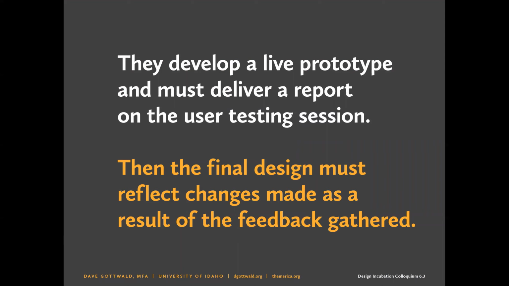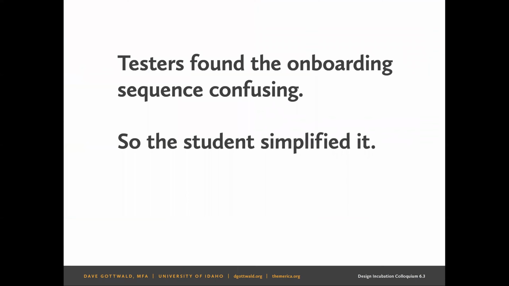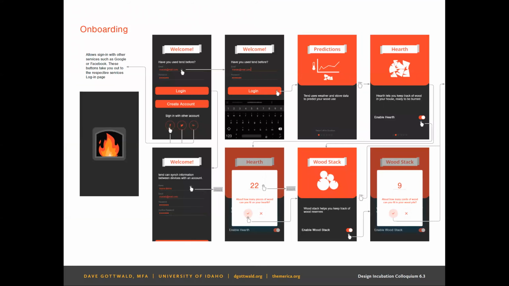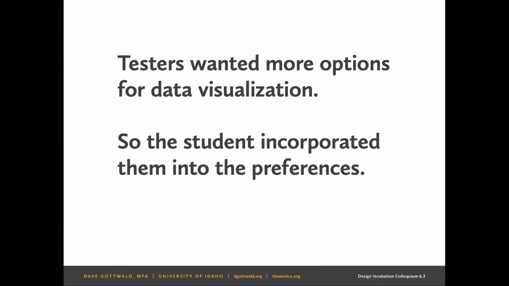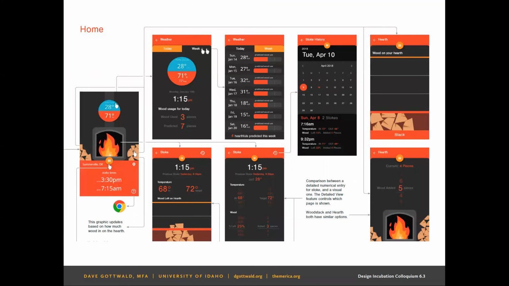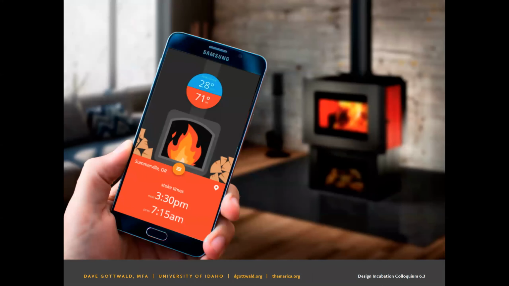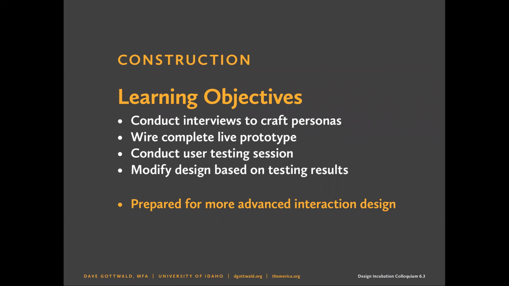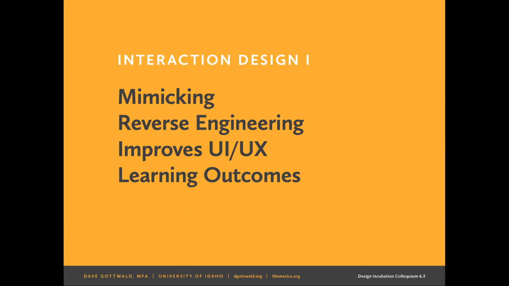And then they come back and they revise their design based on the feedback they got. So the students simplified the onboarding because it was found to be confusing. They also added variety and data visualization because that's what testers wanted. So here's some learning objectives I can just leave you with.